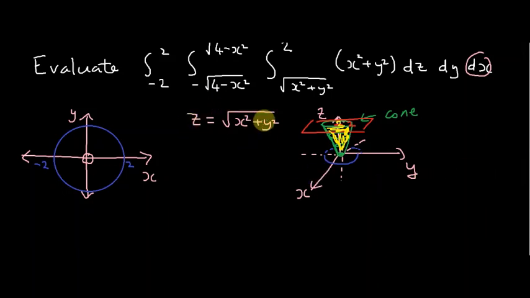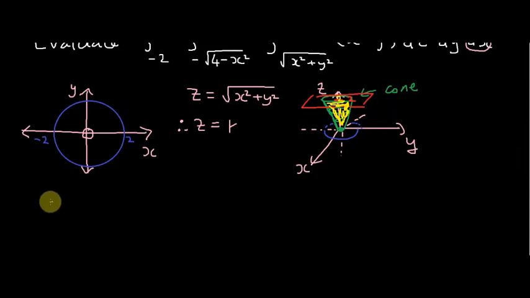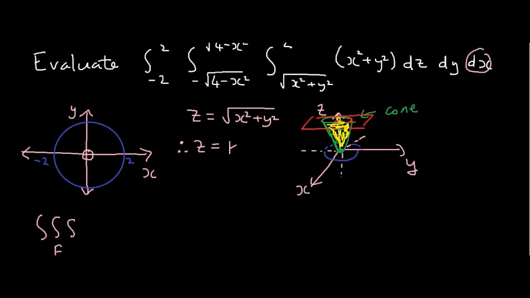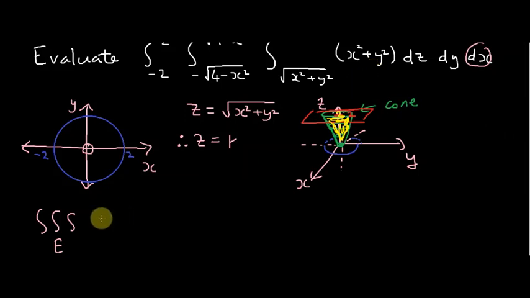Now, we can convert the equation of the cone to cylindrical coordinates, and of course, it's just going to be z is the square root of r squared, so z is r. Now we can express the triple integral over the region E of x squared plus y squared dV in terms of cylindrical coordinates.